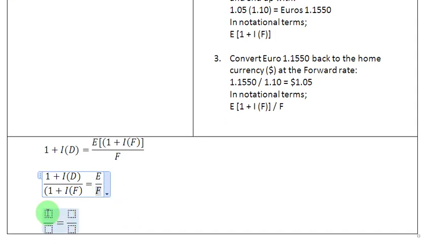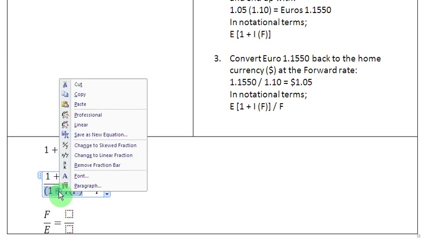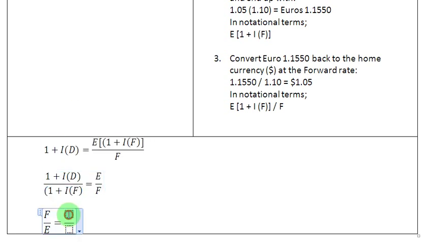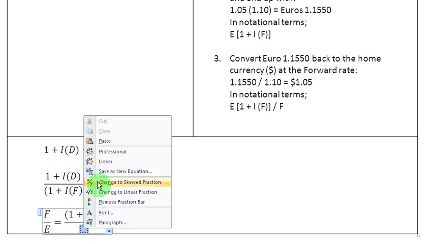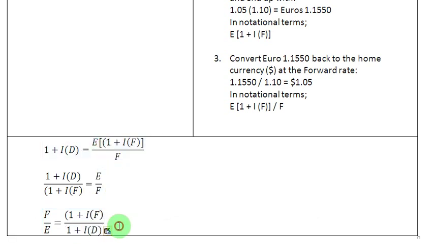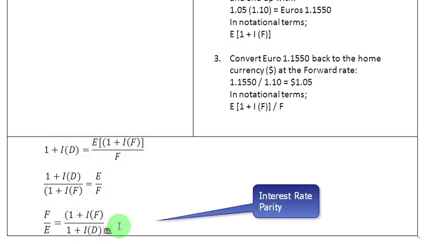We can rewrite this thing, my friends, as, let us take the reciprocal of this thing. Let us write here F over E and that should be equal to then 1 plus IF. Let me copy that and paste it at this place, and then it is going to be divided by 1 plus ID. So let me copy that as well and paste it at this place, and this expression, my friends, is the expression for interest rate parity condition.